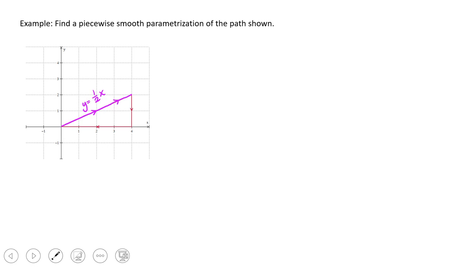So we have this path. It starts on the line y equals 1/2 x. I have that drawn in purple, and then it goes down along the line x equals 4, and then back to where it started along the x-axis. And so we're going to deal with each piece separately. I'm going to write the equation of each piece using a parameter. And so I'm going to start with this piece in purple.